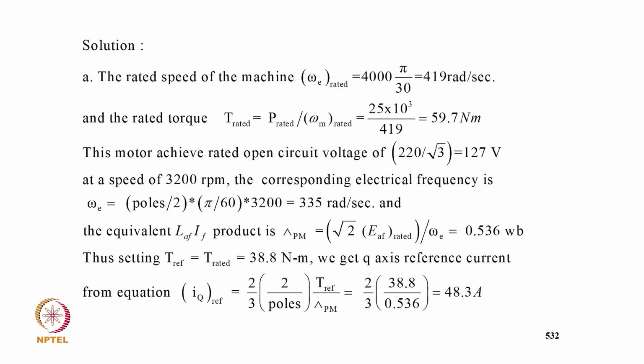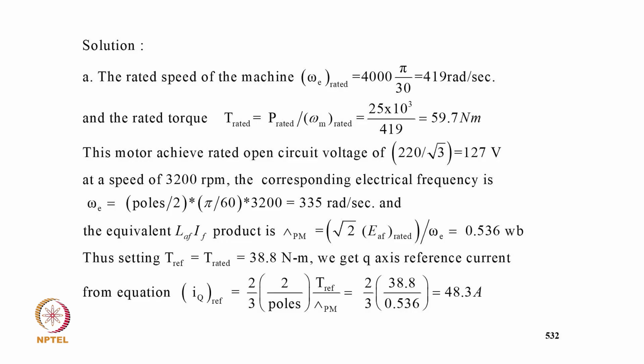So the solution: the rated speed of the motor is 419 radian per second, the rated torque is 59.7 Newton meter, and the open circuit voltage is 230 by root 3, 127 volts, at a speed of 3000 rpm. The corresponding frequency omega equal to 335 radian per second, and the equivalent circuit LAF IF, that product is lambda PM, that's 0.536, and T reference equal to T rated, 38.1.